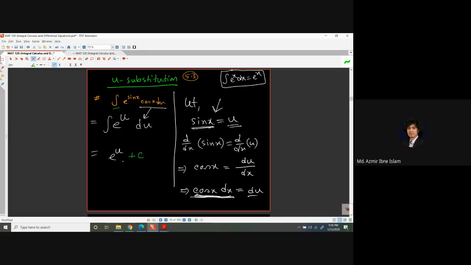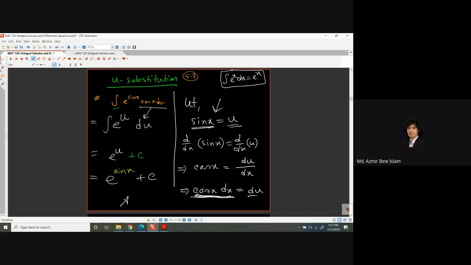Now the last step of the u-substitution method is, we started with x terms. Our given problem is in terms of x, so we have to get back to x. Whatever part we have as u should be converted back to x, sine x. So we can write e to the power of, instead of u, e to the power of sine x, e to the power u, e to the power sine x plus c.